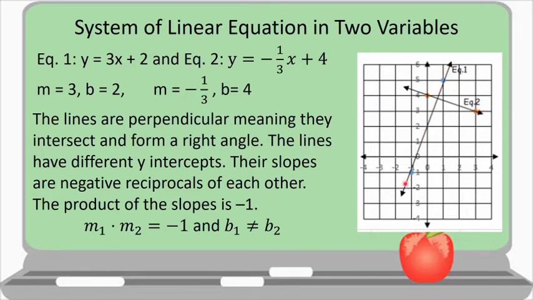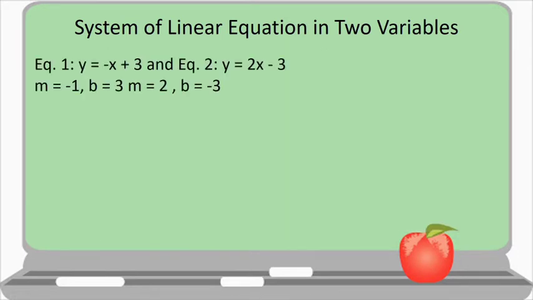Again, if the graph is perpendicular or forms a right angle, the relationship of the slopes and y-intercepts is m sub 1 times m sub 2 is equal to negative 1 and b sub 1 is not equal to b sub 2. Now let us have example number 3 for the system of linear equations in two variables. We are given the first equation, y equals negative x plus 3, and the second equation, y equals 2x minus 3.